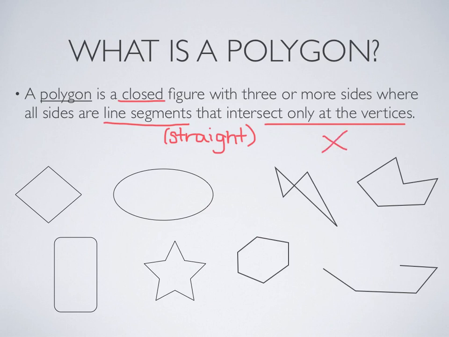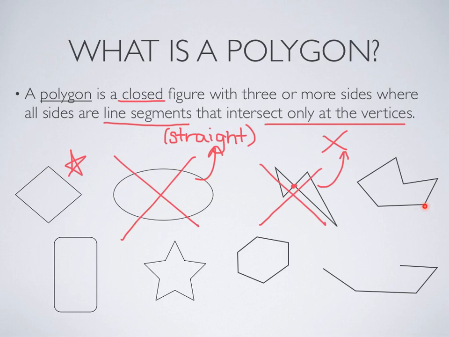So let's look at these shapes. This one here, does it fit all 3 of these? It does, so this one is indeed a polygon. What about this one, this oval? Nope, this one is not a polygon because the sides are not straight. This one here, not a polygon because the sides intersect somewhere other than their endpoints.